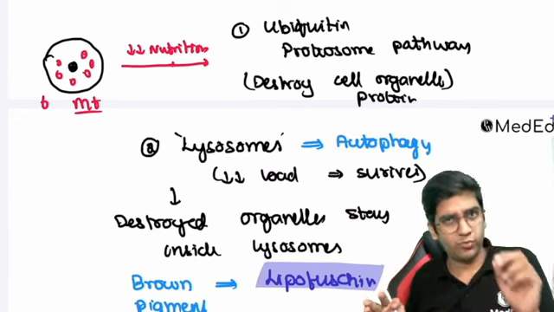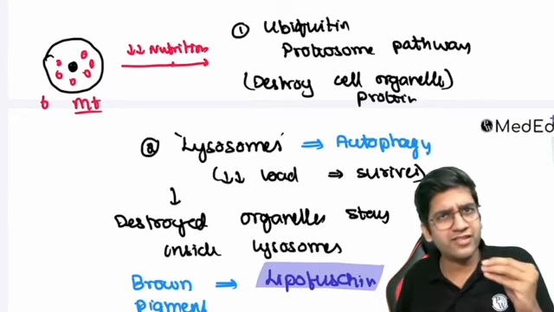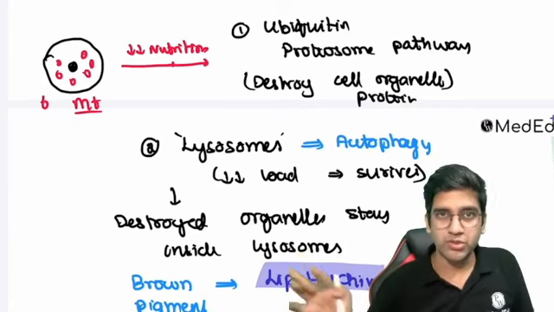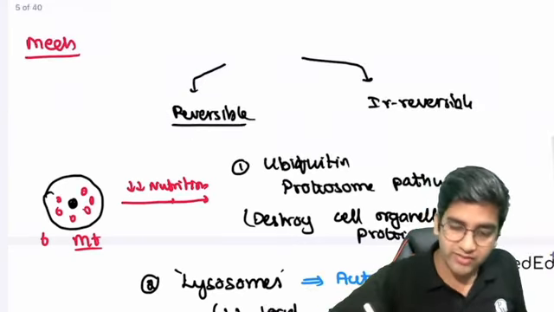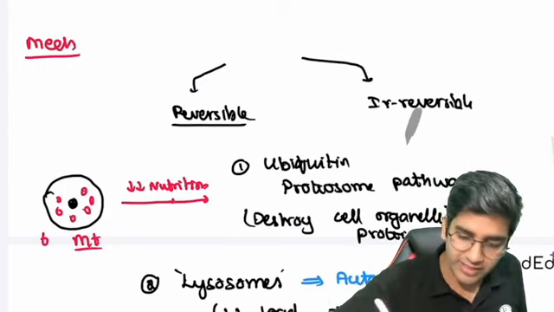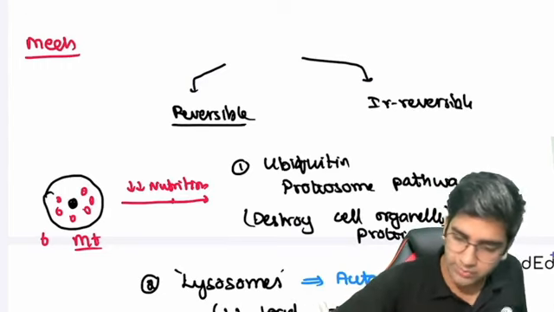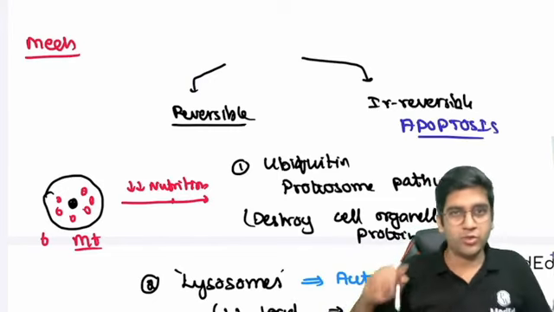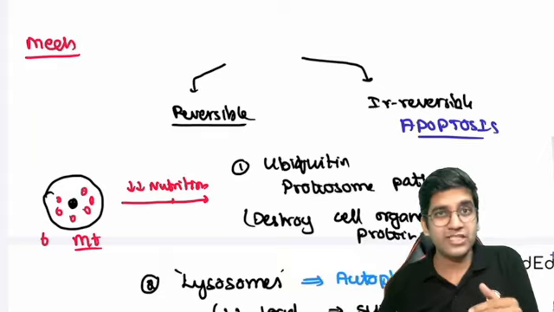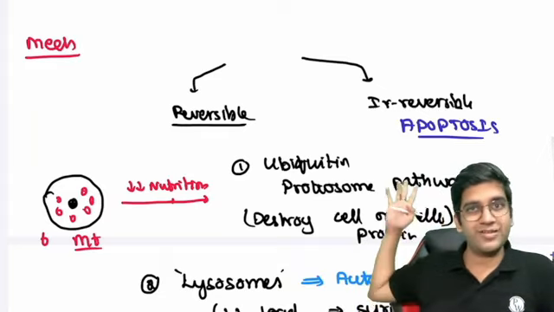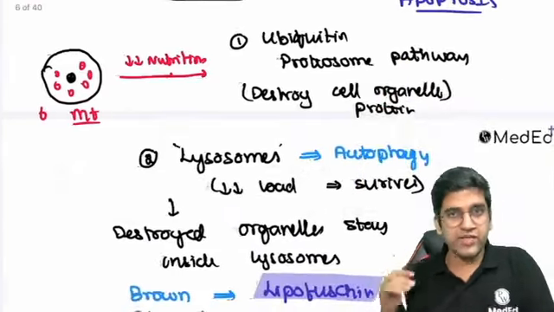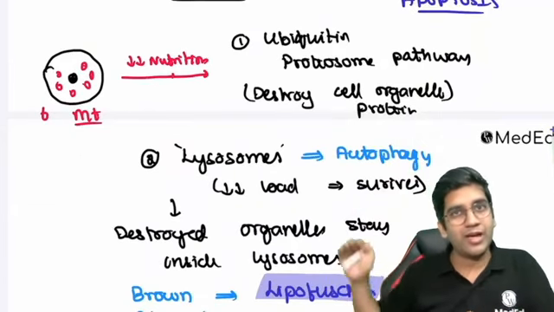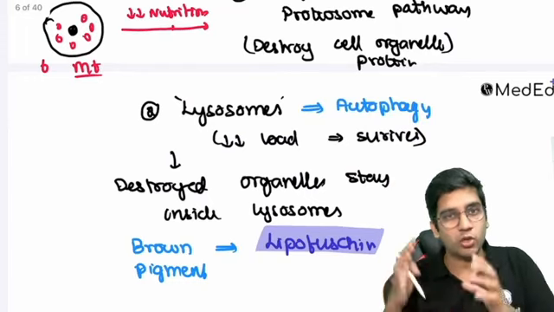At the same time, I said two examples are irreversible. Irreversible cell damage is always apoptosis or cell death, right? If it's irreversible cell damage, apoptosis definitely happens. We'll read about apoptosis when we come to cell death. So I have two mechanisms: for reversible atrophy, the ubiquitin proteasome pathway cuts proteins to reduce the load, and the lysosome eats the excess cell organelles to reduce the load.